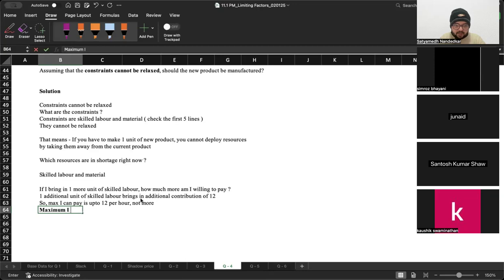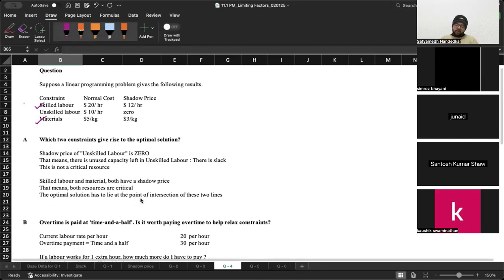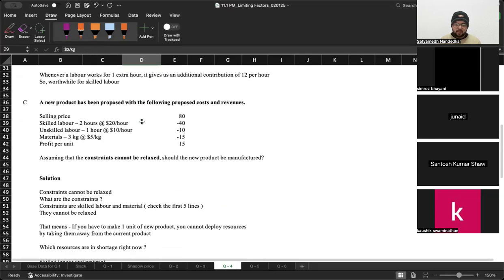So maximum I will pay will be 20 original plus 12 shadow price. That is equal to 32 per hour. This is the maximum I'm willing to pay. Okay. Maximum I'm willing to pay is 32 per hour. Similarly, for material, the existing rate is 5 per kg. Shadow price is 3 per kg. ठीक है. Material is 5 per kg. Shadow price is 3 per kg.